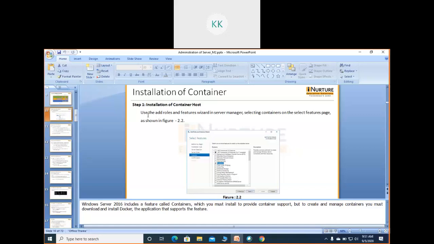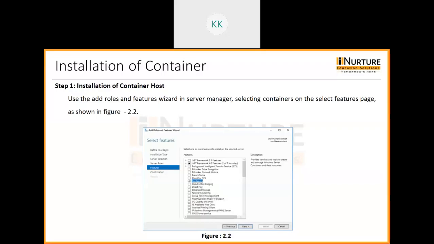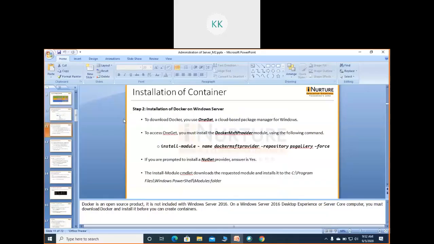To install, use the Add Roles and Features Wizard in Server Manager, selecting Containers on the Select Features page as shown. As I told you earlier, in every Windows 2016 installed operating system you will find one special feature called the Add Roles and Features Wizard. You have to run it, and at that moment you have to select the container. Once you select the container, your process of installation begins.